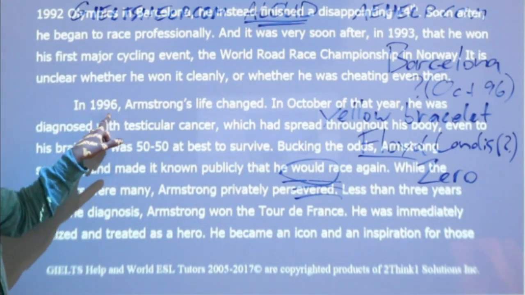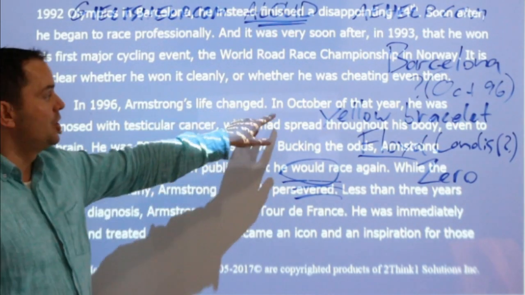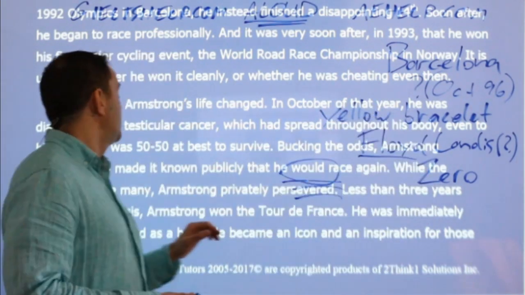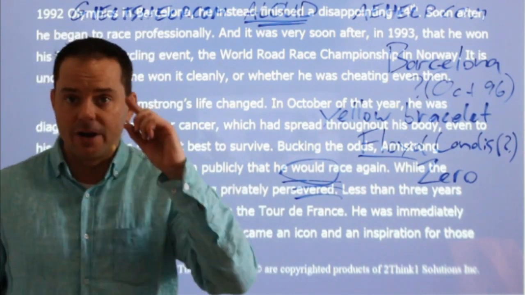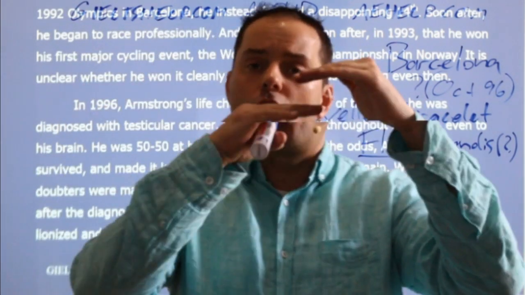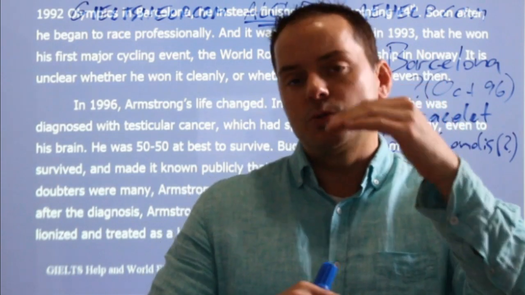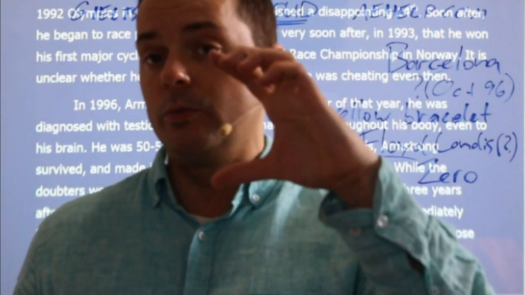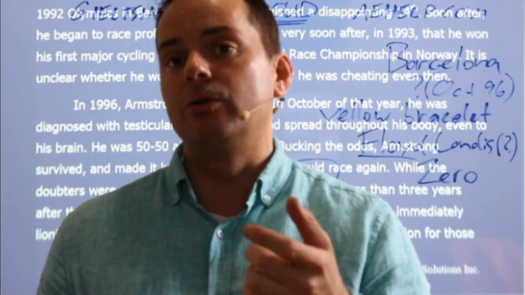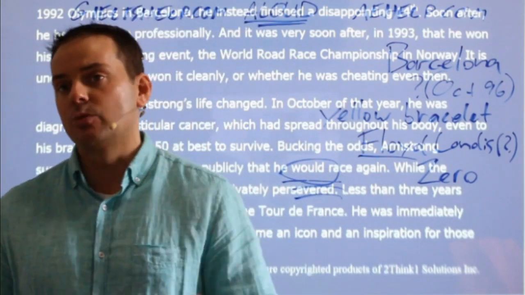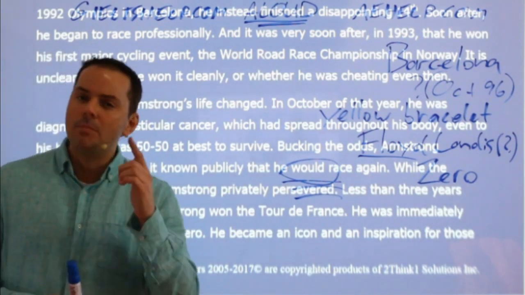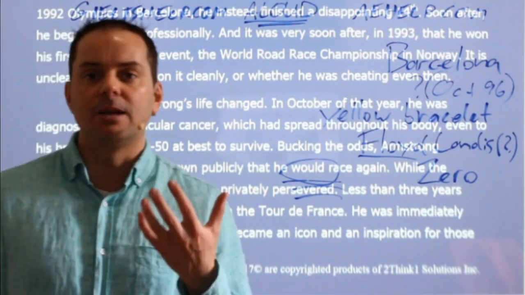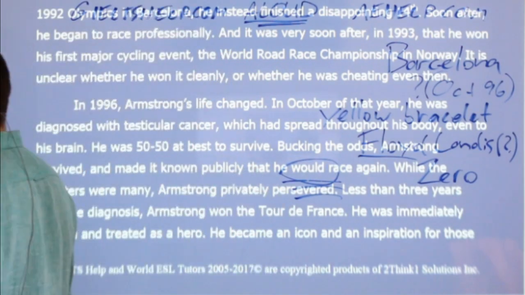So here we go. In 1996, Armstrong's life changed. In October of that year, he was diagnosed with testicular cancer. So good for you, for the students that realized that that was the third paragraph, right? So that's your, what's called your comprehension sequencing. That's why you practice that skill at home. Read the paragraph, ask what it's about. Go to the next one, read it, ask what it's about. Okay? Then you can find the information very quickly. Much more effective than just trying to skim and scan for answers. Okay? Believe me, you'll thank me later.